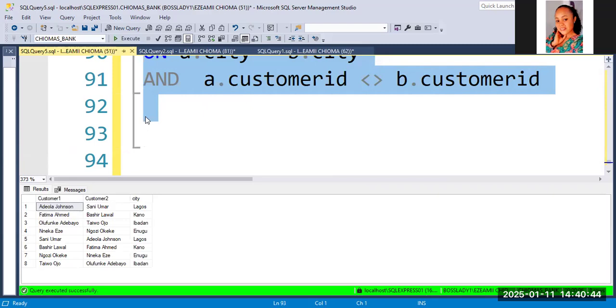All right. So when you look at this now, you will see Adiola and Sani from Lagos. Both of them are from Lagos because the question says in pair. And we don't want it to tell us that Adiola and Adiola are from Lagos, and Neck and Neck are from Lagos. That's why we added the filter here. So if you look at this now, it just grouped our data. It's giving us all the customers that are in Lagos and those that are in other states.